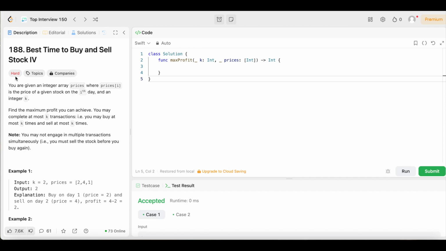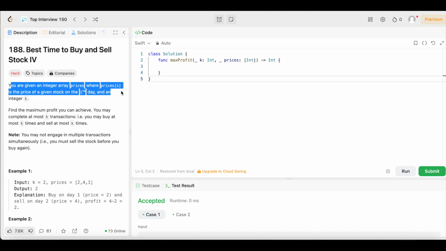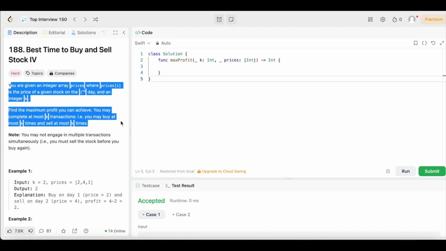Now let's see what the question says. Question says, you are given an integer array prices where prices[i] is the price of a given stock on the ith day, and an integer k. Find the maximum profit you can achieve. You may complete at most k transactions, i.e. you may buy at most k times and sell at most k times. Note, you may not engage in multiple transactions simultaneously, i.e. you must sell the stock before you buy again.